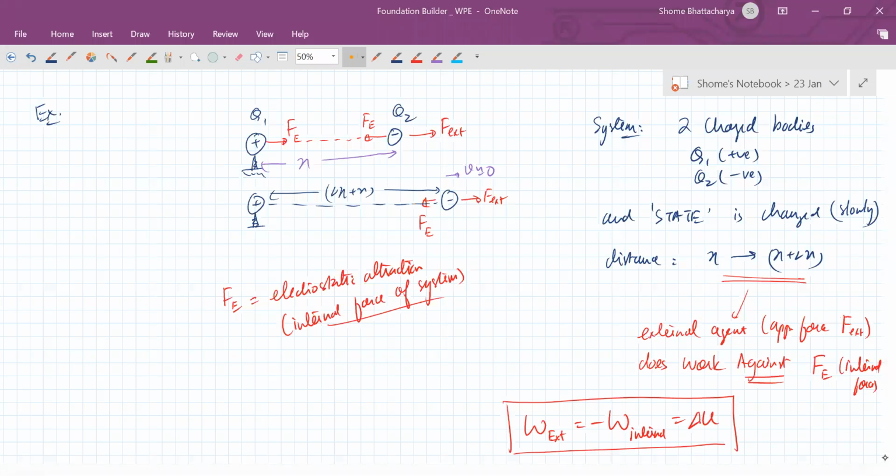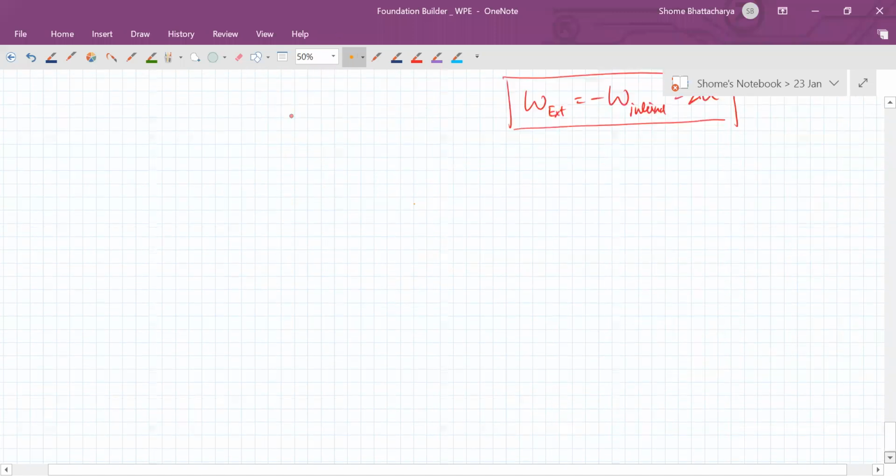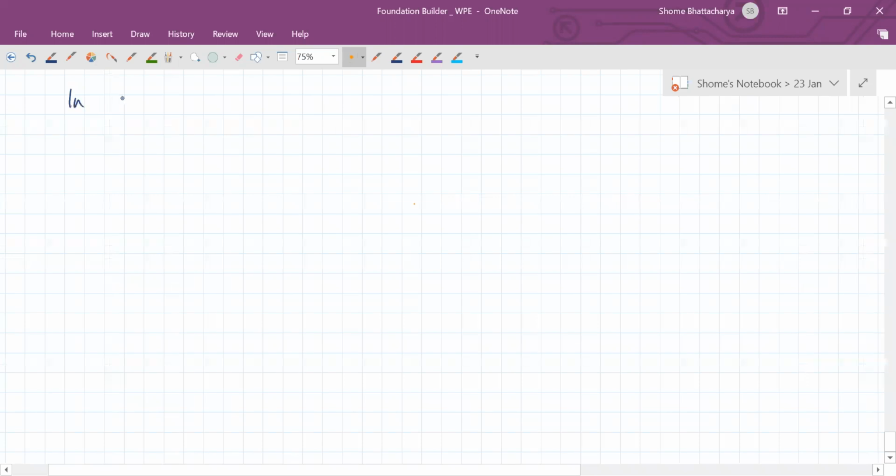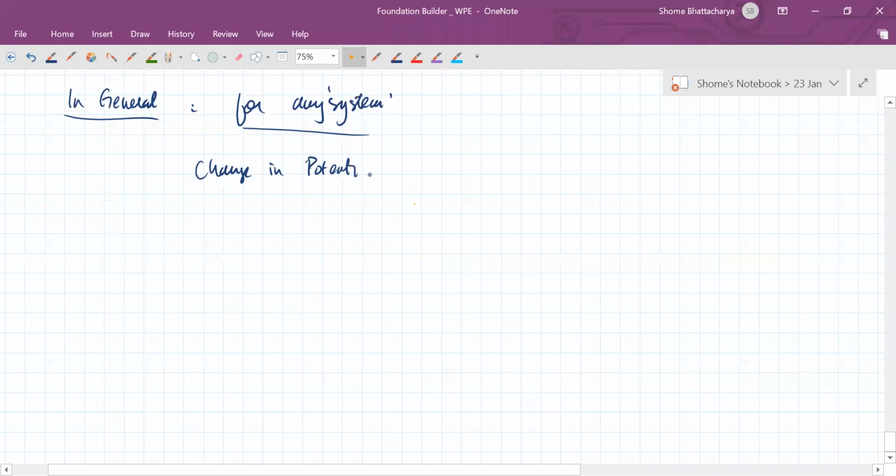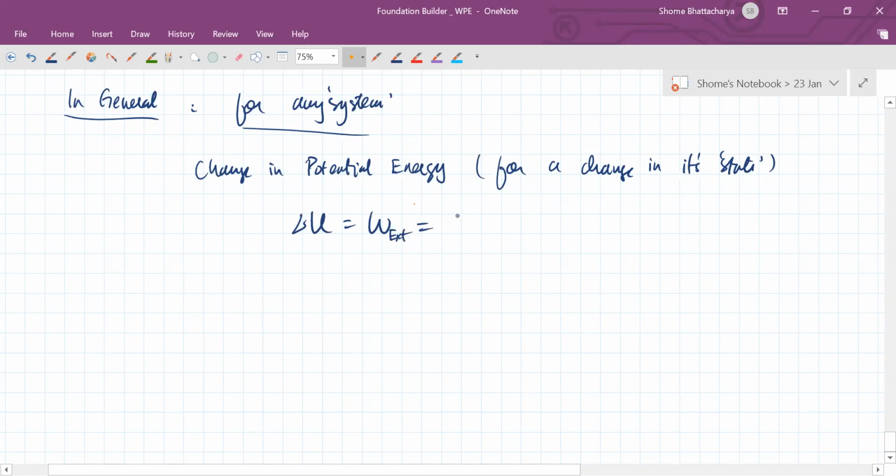So when we generalize this, in general, for any system, the change in potential energy, which occurs because the state is being changed, for a change in its state, that delta U will be defined as the work done by the external agent against the internal force. Okay, I'll scroll up later.